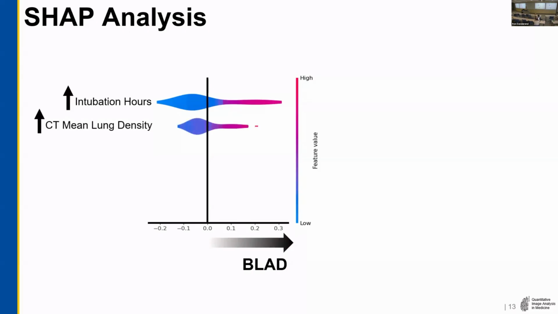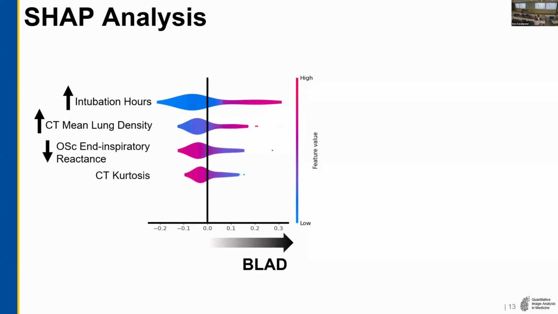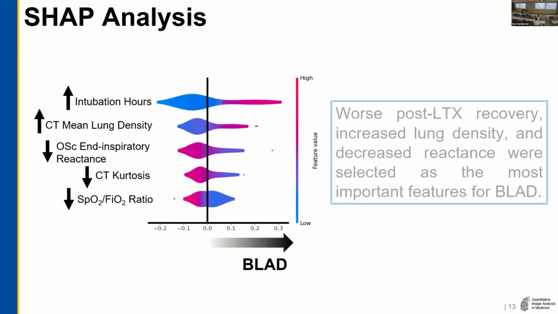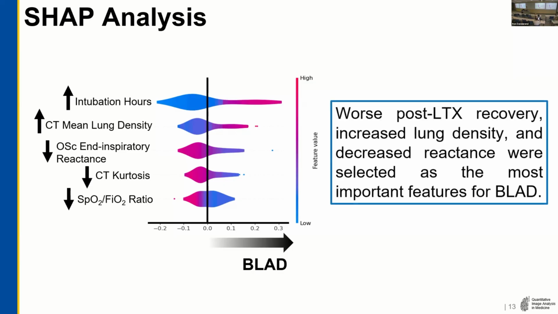A higher CT mean lung density was predictive of blood, a lower end inspiratory reactance, a lower kurtosis, meaning a flattening of the lung density histogram distribution and a shift towards higher density values, and a lower SpO2 FiO2 ratio. What you see here is really a beautiful mix between two clinical features, two CT features, and an oscillometry-based feature. So the interplay between clinical data, structure, and function is really coming into play here. The way we summarize this was: worse transplant recovery, increased lung density, and decreased reactance were most important for predicting who will develop blood.